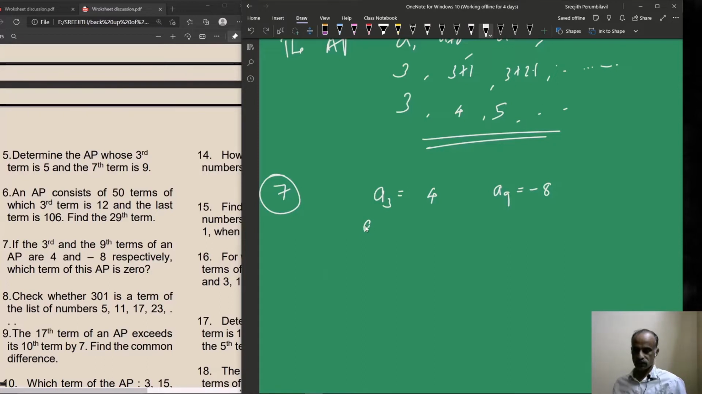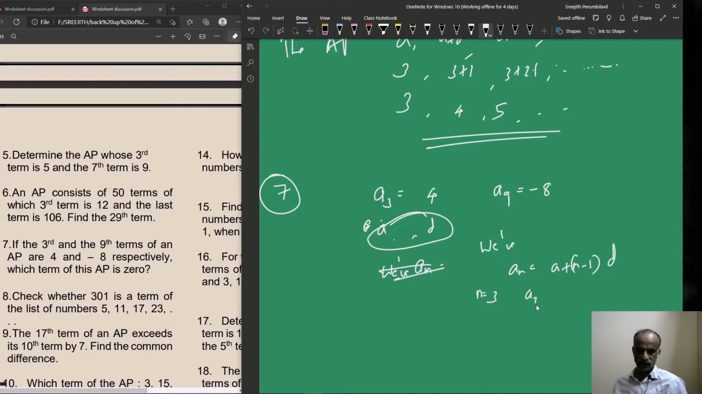Let a be the first term and d be the common difference. That's the first statement that you have to write. So a3 is equal to 4. We have a n is equal to a plus n minus 1 into d. Put n equal to 3, we get a3 is equal to a plus 3 minus 1 into d, that is a plus 2d. So a3 equal to 4 means a plus 2d equal to 4, relation number 1.